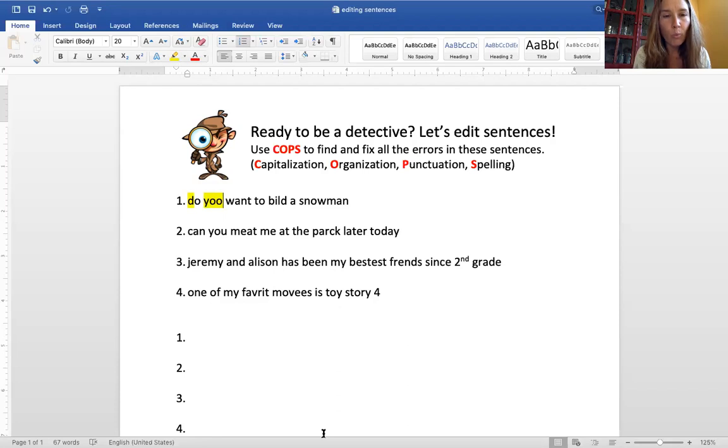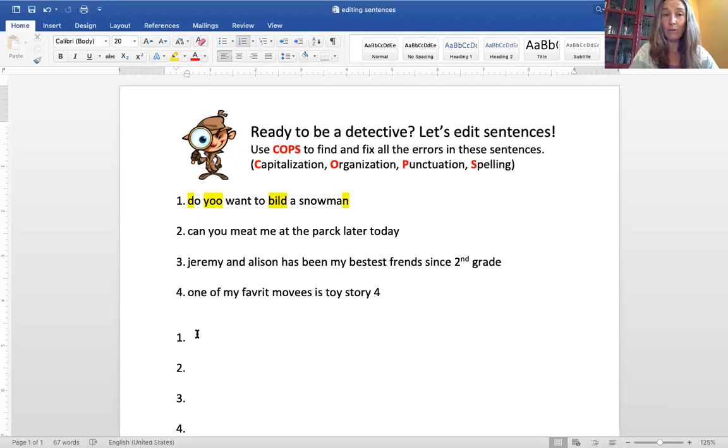Do you want to build? Build sounds right, but that is not the right spelling of build. A snowman. Oh my goodness, there's no punctuation at the end. So I'm going to highlight the last letter so it reminds me to do punctuation. For number 1, I'm going to the bottom. I'm going to write it correctly.